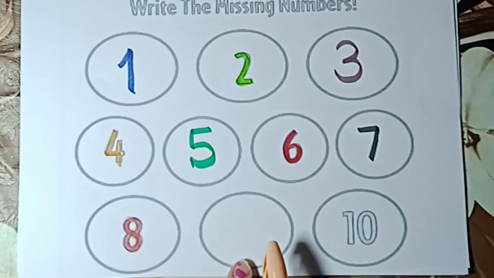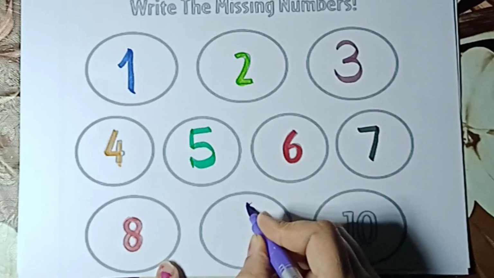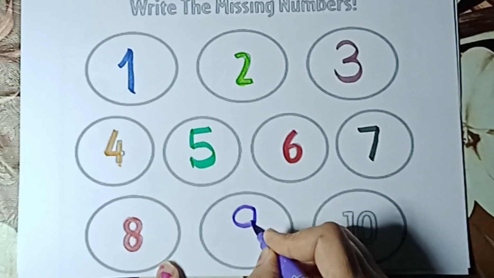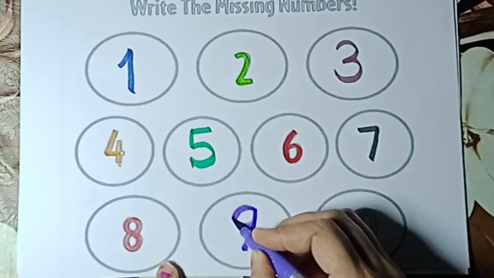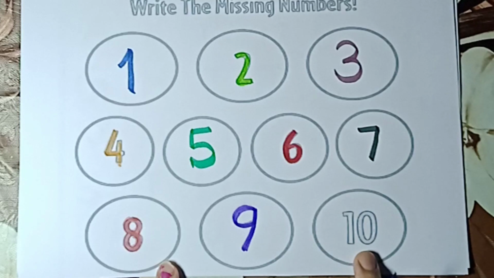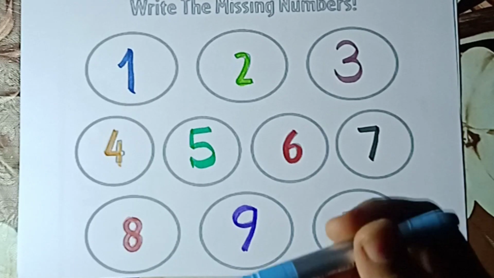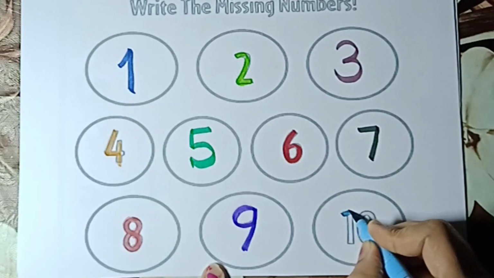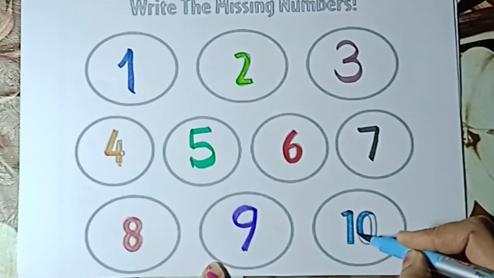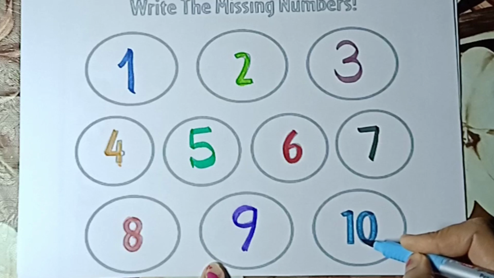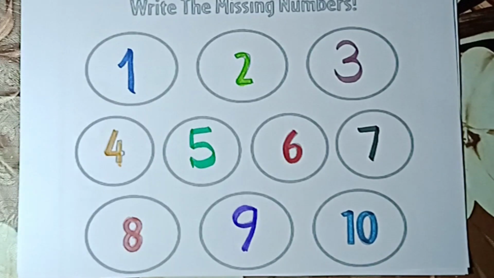9. Violet color. 9. Very good. And next number is 10. 1, 0, 10. Now trace it with sky blue color. 1, 0, 10. Very good.